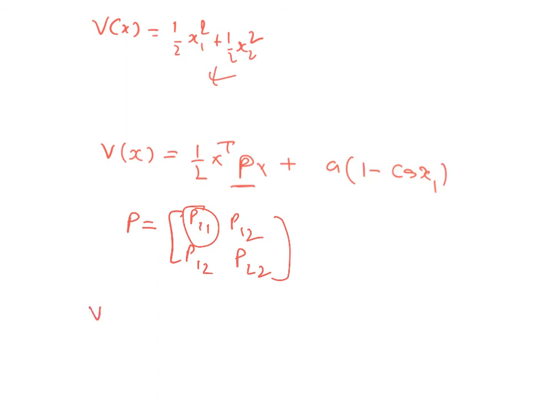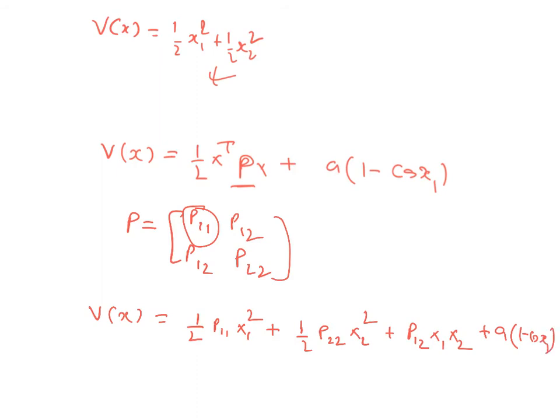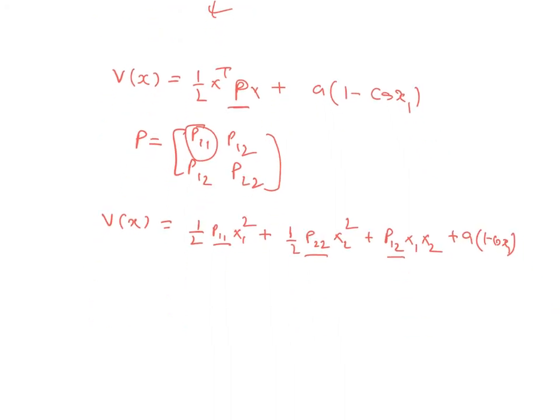So if we do that, then V of x becomes half P11 x1 squared plus half P22 x2 squared plus P12 x1 x2 plus a(1 minus cos of x1). We will choose P11, P22, P12 such that it is at least positive definite. Right now they are an open question, what these values are. And then start with your V dot now.